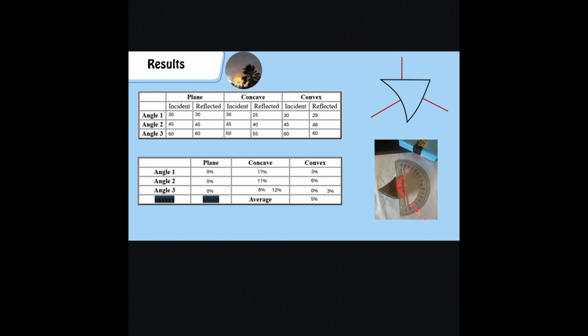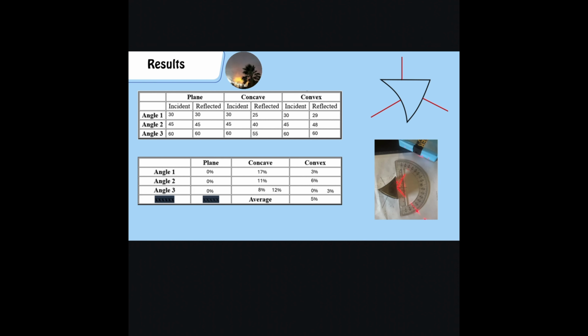And plane, as discussed in class and as expected, had 0% difference between the incident and reflected. Concave, on the other hand, had a negative 5 degrees for the reflected compared to the incident. But percent difference, it's consistently inconsistent. It had a 17% difference for 30 degrees, 11% for 45 degrees, and 8% for 60 degrees. Convex, on the other hand, compared to concave, was just plain inconsistent.